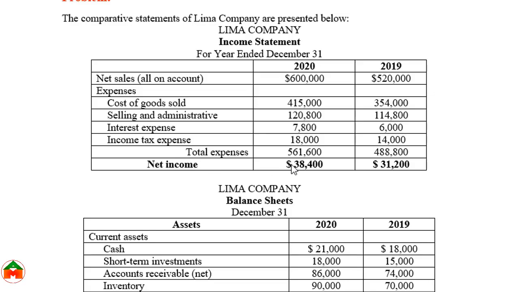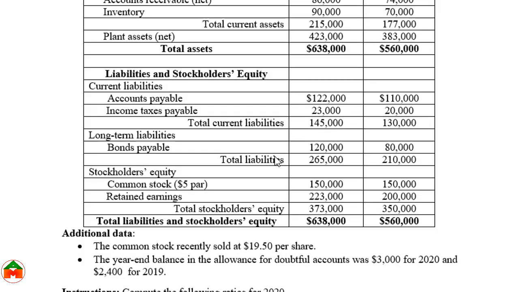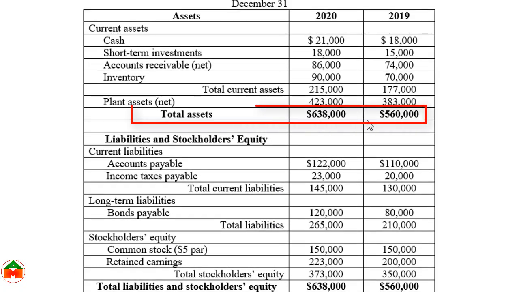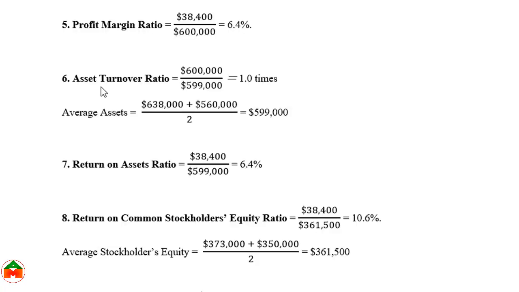So to calculate the asset turnover, we need the net sales and the average assets. Here we can see to calculate the average asset, we need to take the opening balance of asset and closing balance of asset. This is the opening balance and this is the closing balance. By using this opening and closing balance of total asset, we will get the average total asset. Let's see the calculation. This is the calculation.